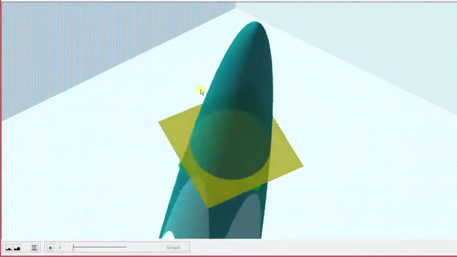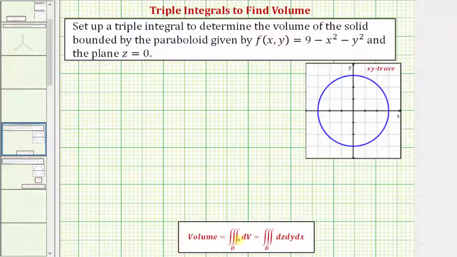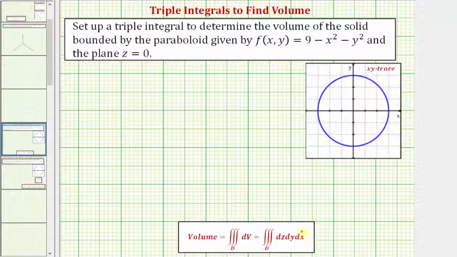So going back to our work, the volume is equal to the triple integral over the region D, and notice how the integrand function here is just 1, and the region D is the solid region bounded by the paraboloid and the plane z equals 0. And differential V is equal to dz, dy, dx, or any of these 6 possible orders of integration. But for this example, we are going to use dz, dy, dx.